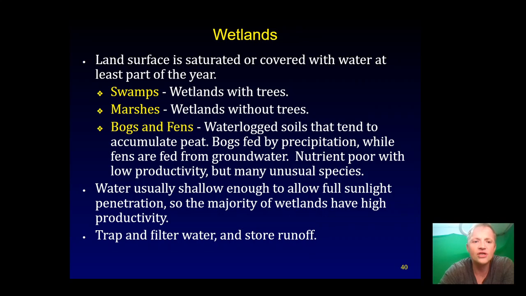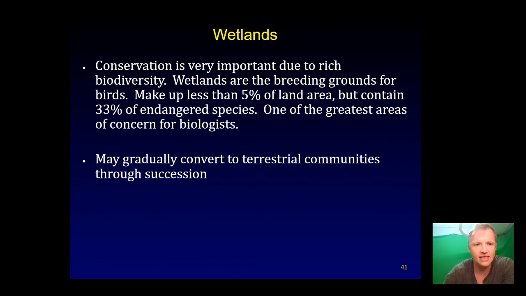Okay, water is usually shallow enough to allow full sunlight, so you get a lot of different growth in there because it is receiving so much sunlight. These tend to be really good wetlands. The key to understanding wetlands is they are absolutely essential for the stopping of pollution. I think that's the next slide. Yes, first off, wetlands tend to be one of the most biologically diverse of the freshwater environments. They're breeding grounds for birds, make up less than 5% of land area, but contain 33% of endangered species.